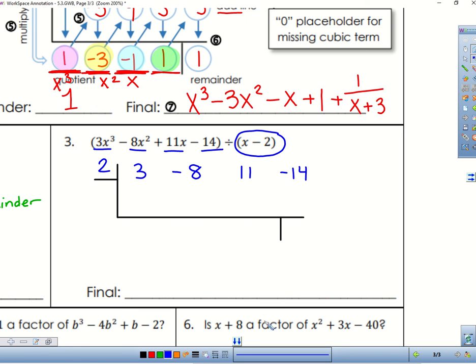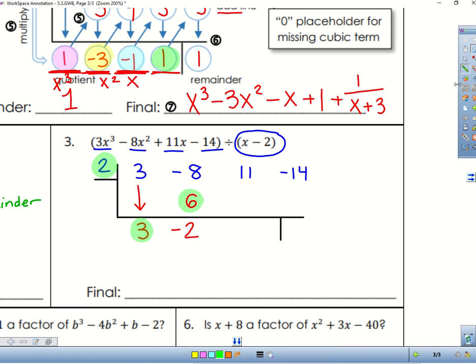So this is the setup so far, okay? Is everyone understanding of the setup? We're going to first, you always bring down the first number. That's going to give me a 3 here. Now, you multiply 2 times 3, which is 6. Now, when you go down, you always combine, add, unlike long division where you subtract. What's -8 plus 6? -2.